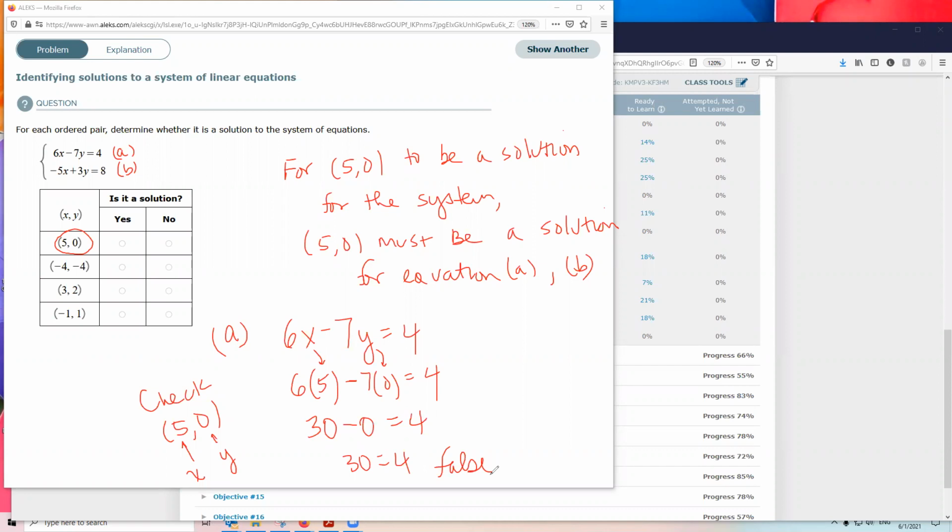I'm not going to bother checking in equation B because once it fails to be a solution in equation A, automatically it's a no. Because for me to check the yes box, the XY point they give me has to be a solution to both equation A and equation B.